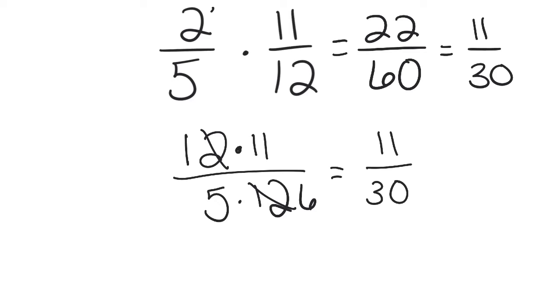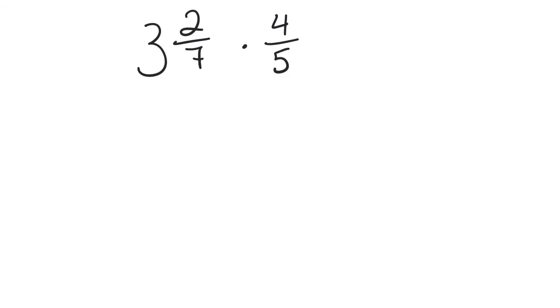You will be like, oh, 2 can go into 12 6 times, and you'll be able to cancel that way and just go straight across. But I wanted to show you that quick way of simplifying. Okay, let's move on to a mixed number times a fraction.